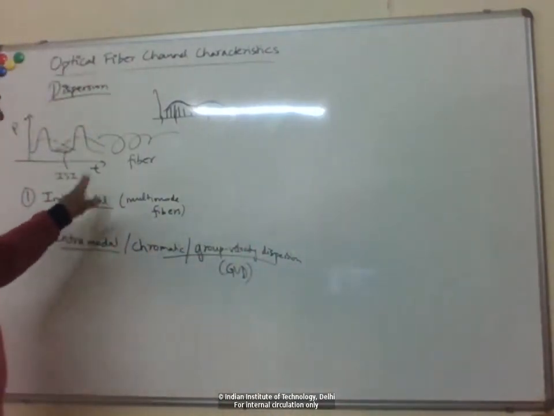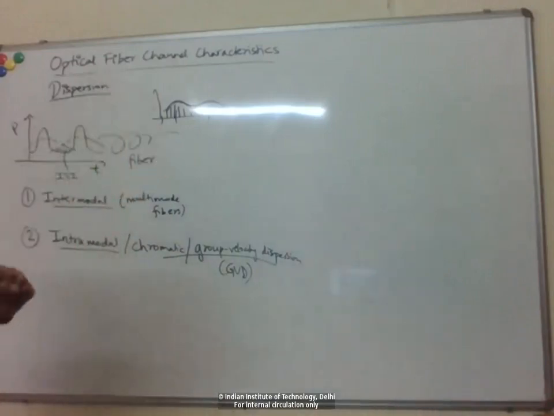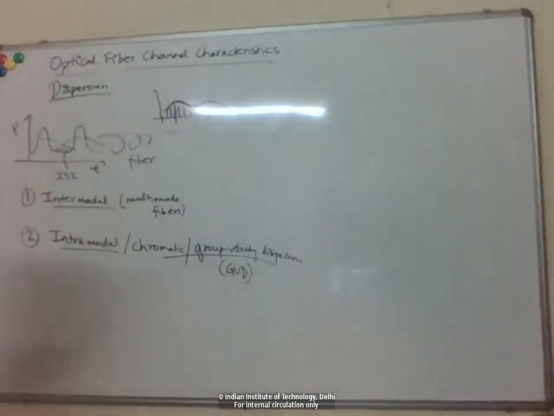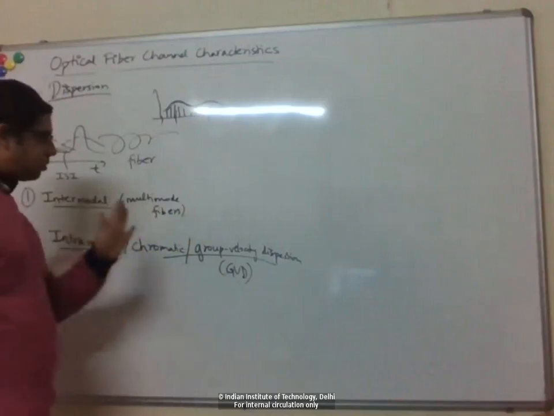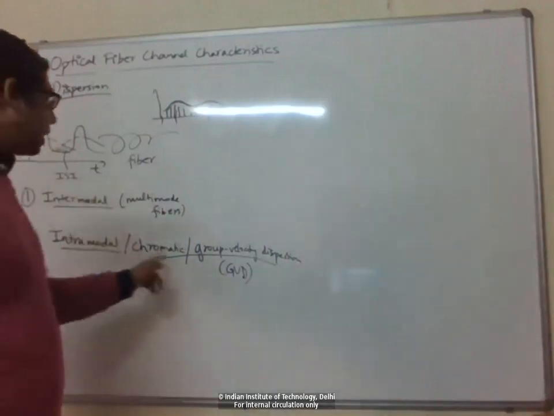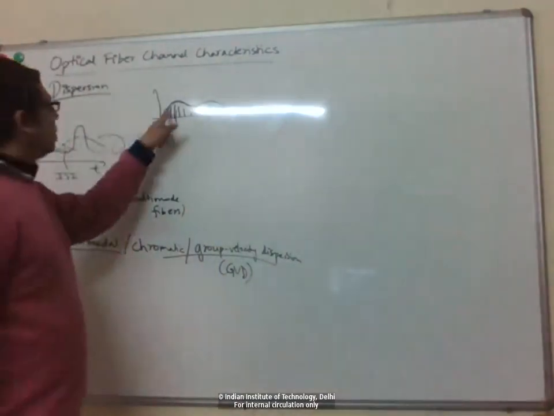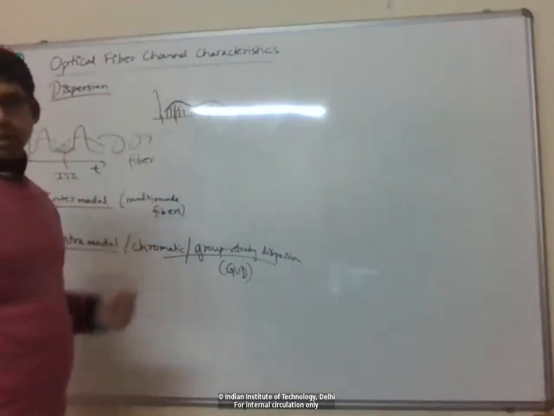Right, so intermodal means different modes or different spatial profiles, right? Or equivalently different rays in the fiber are traveling, or taking different times, right? Whereas here you have only one mode, but the different frequency components within that mode are traveling at different speeds. Okay. So then basically the effect is similar. The different frequency components arrive at different times, and that leads to a spread.